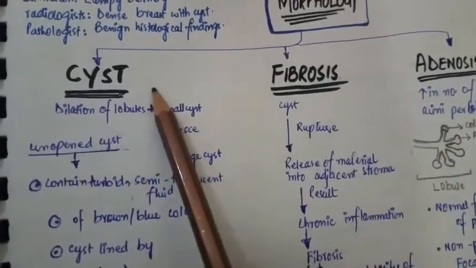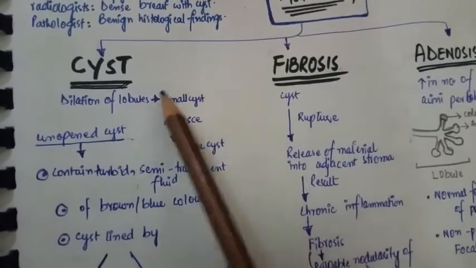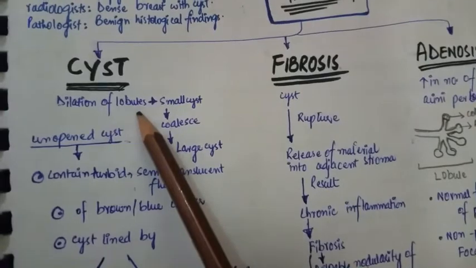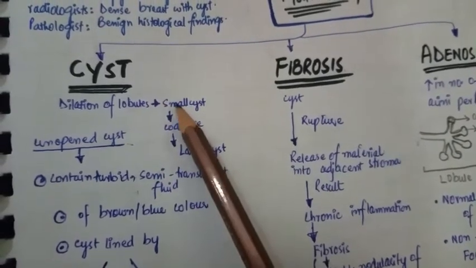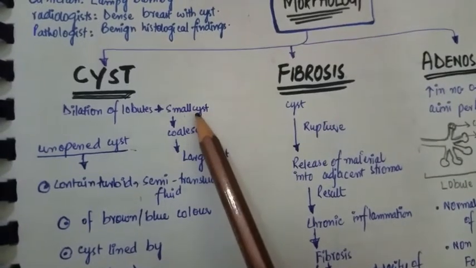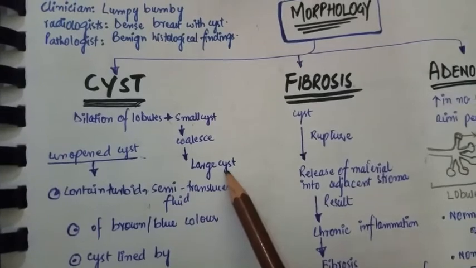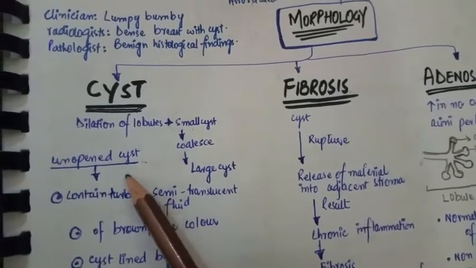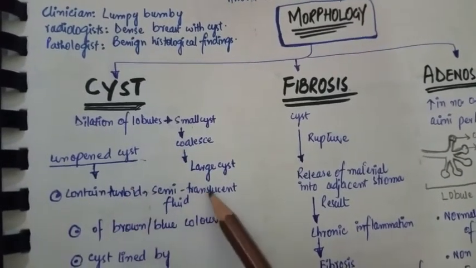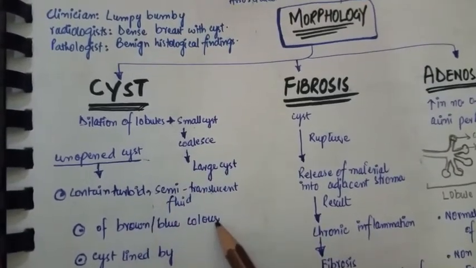How is the cyst formed and what features can be seen in the cyst? Basically, the dilation of the lobules results in the formation of small cysts. These small cysts join together to form a large cyst. If the cyst is unopened, it will contain turbid, semi-translucent fluid of brown and blue color.